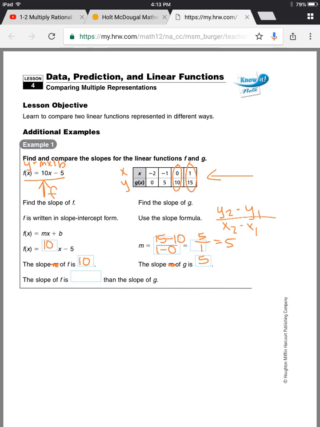So when we compare those, the slope of f is 5 greater than the slope of g. Would you agree? 10 is 5 greater than 5? Or you could have the slope of f is twice the slope of g or something. You just have to give an explanation.